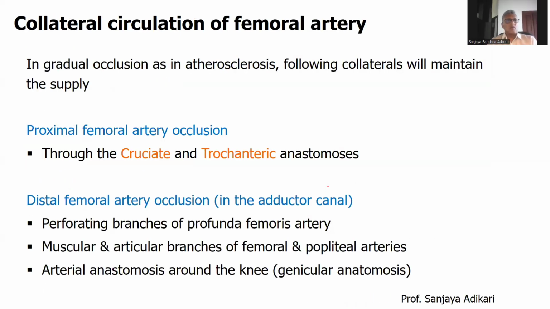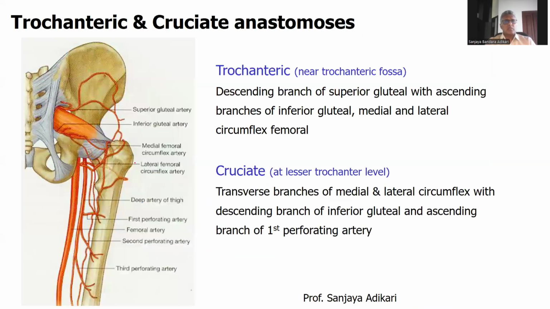Then a few things about the collateral circulation of the femoral artery. Actually, I didn't talk about the cruciate and trochanteric anastomosis. I'll talk about it first and come back to this. There are two types of anastomosis in relation to the hip joint, trochanteric and cruciate. The trochanteric one is more important than the cruciate, I think. The trochanteric one is around the trochanteric fossa, and the cruciate one is at the lesser trochanter level.